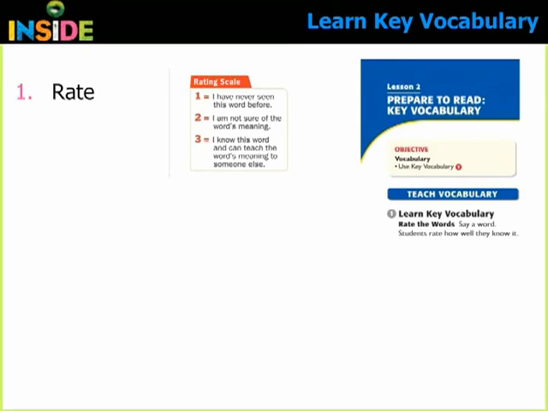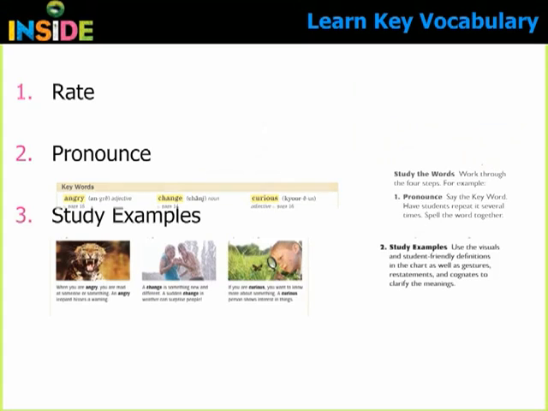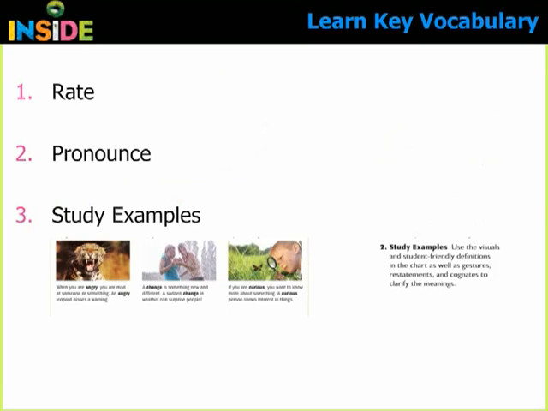Now that you know what type of words you will be teaching, let's take a look at the explicit, consistent, predictable routine that you will use to teach these words. We begin by having students rate themselves on their previous knowledge of each word. They can do this by holding their fingers close to their chest to represent their comfort level with the word. This is the first step in the routine. The next step is to guide students in correctly pronouncing the word by syllables and as a whole. Now it's time to explain the meaning of the word by studying the visual and using the clear student-friendly examples provided.